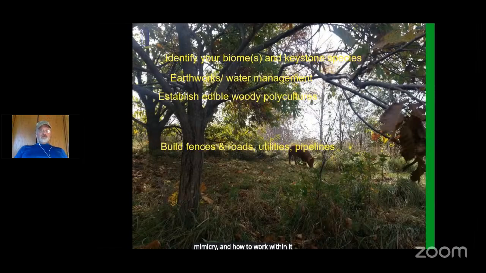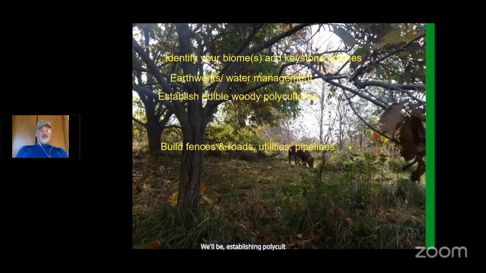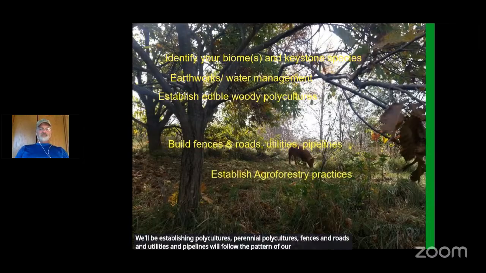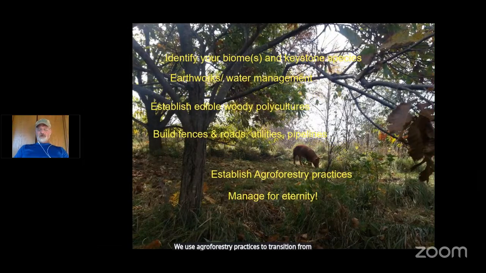Then we do a little bit of earthworks and water management. We'll be establishing polycultures, perennial polycultures. Fences and roads and utilities and pipelines will follow the pattern of our water management strategy. We use agroforestry practices to transition from annual crops to eventual total perennials, or as many perennials as you possibly can. And then we just manage and manage and manage and manage.